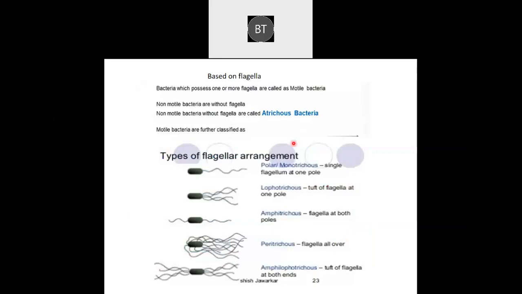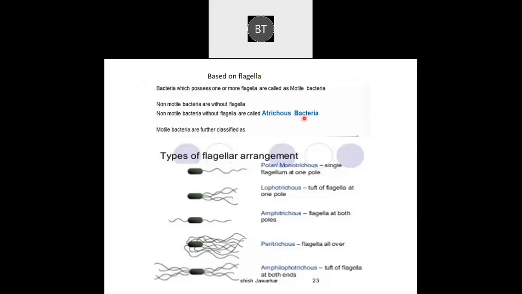Based on the flagella, the bacteria can be classified again as motile and non-motile. Bacteria which possess one or more flagella are called motile bacteria. Non-motile bacteria are without flagella. Non-motile bacteria without flagella are called atrichous bacteria.